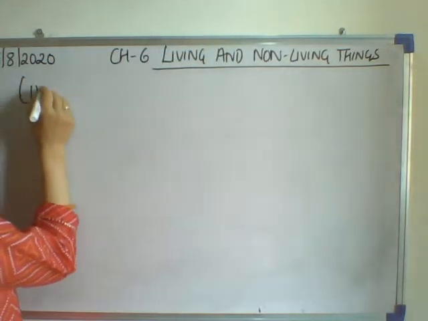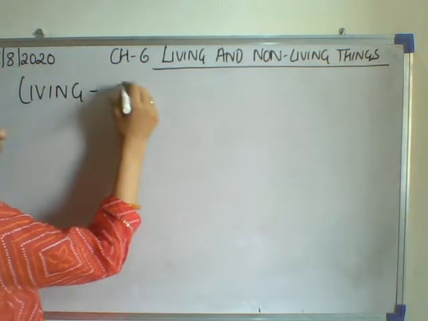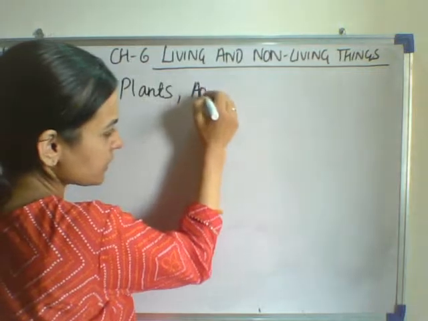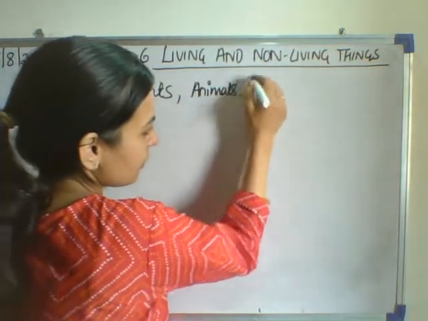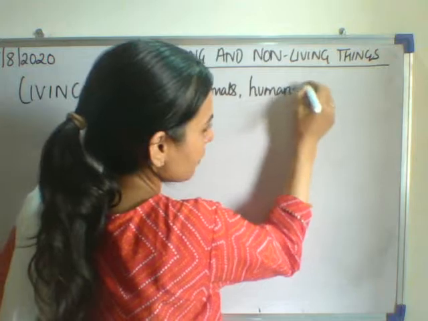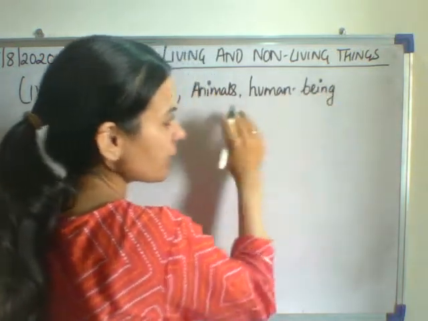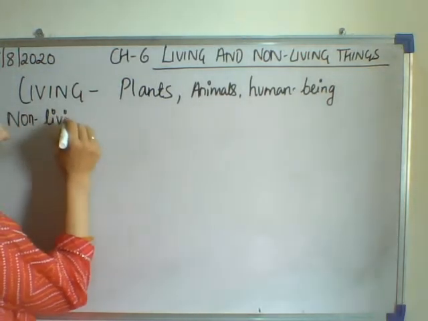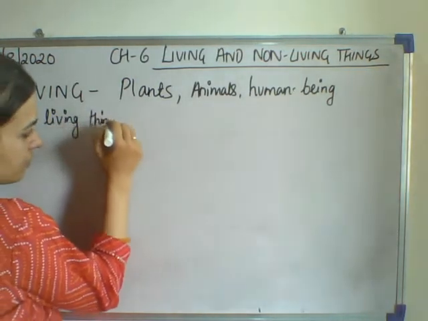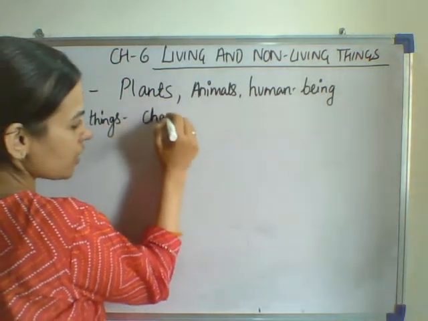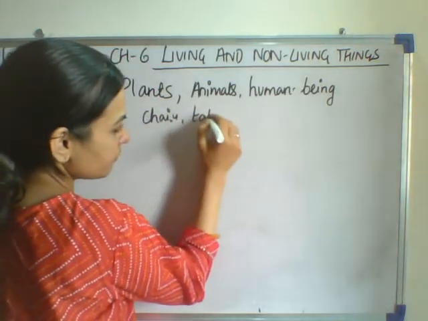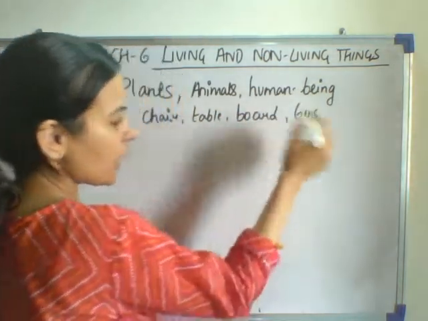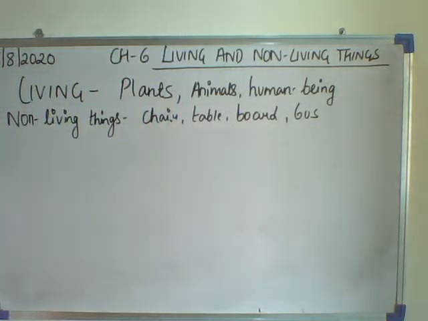If we write examples of the living things: all the plants, all the animals, human beings, they all are living things. Non-living things, you can write many examples of non-living things: chair, table, this board, bus, these all are non-living things.